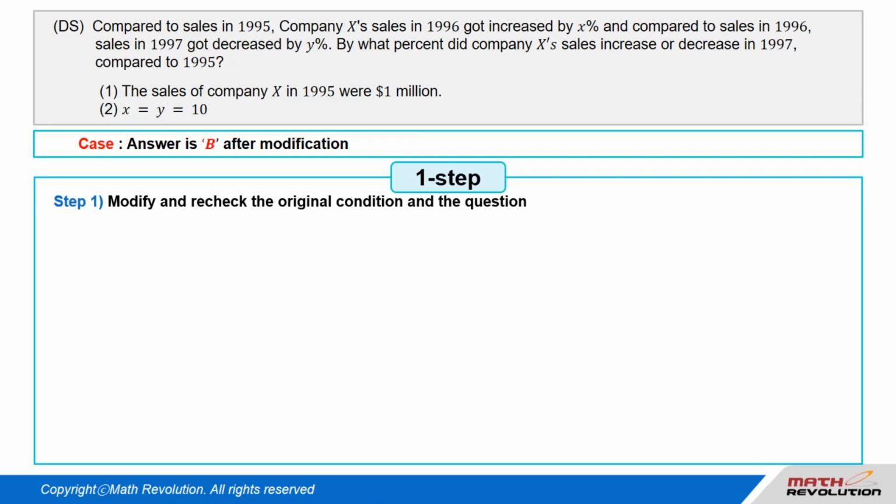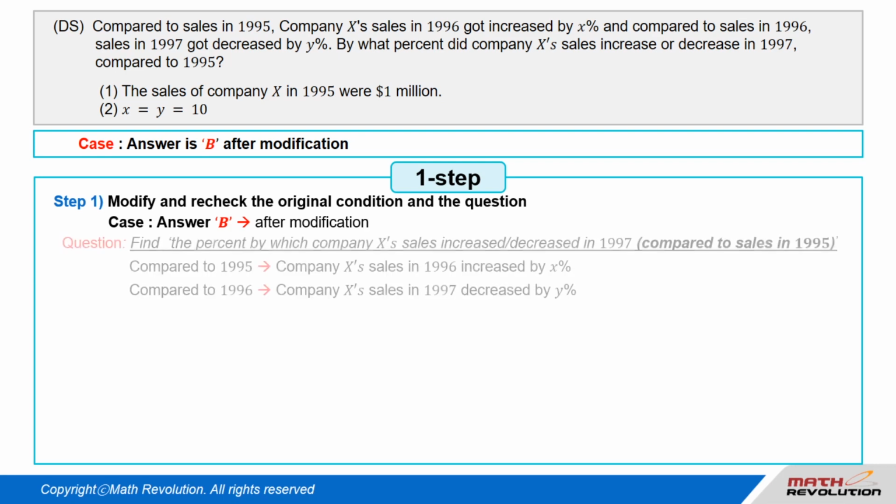Solution. Now we will solve this DS question using the variable approach. The first step of the variable approach: modify the original condition and the question to suit the type of information given in the conditions. Cases where the answer is B after modification.